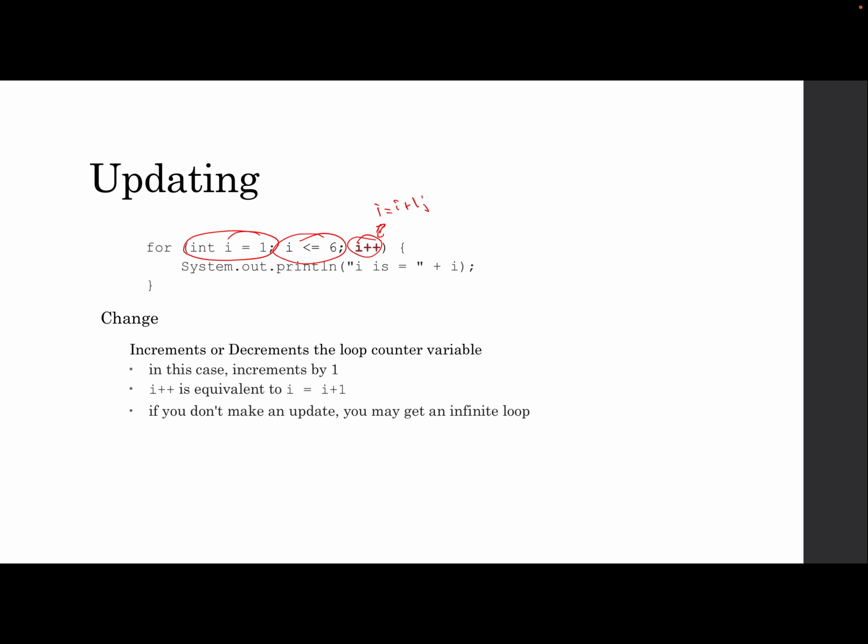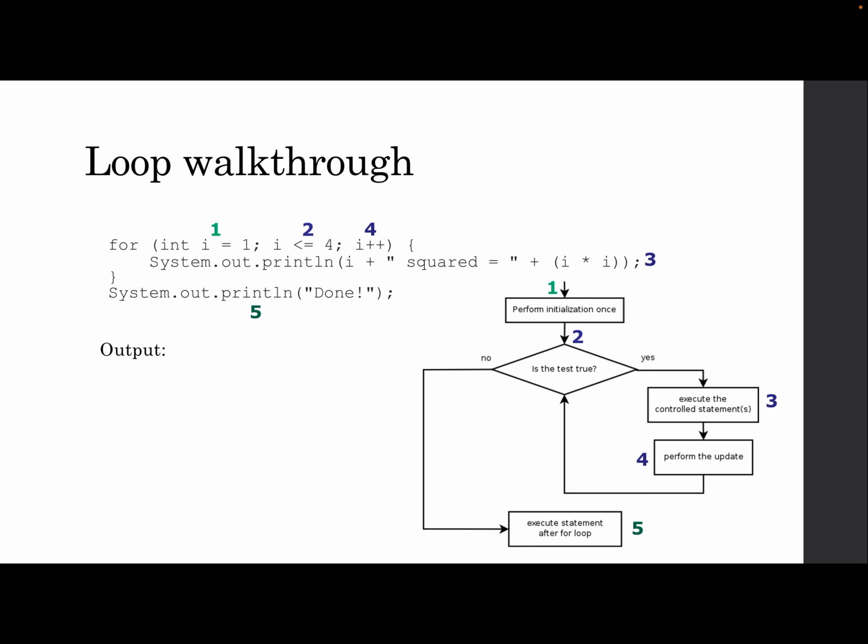So let's see how this works. Let's walk through this example step by step, just to see how a for loop works. Understanding the exact order here is really important, because you need to know which things are happening once, which things are getting repeated, and which things are happening again and again.